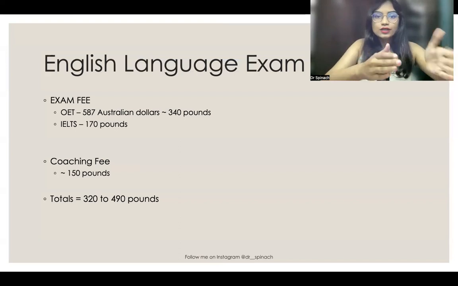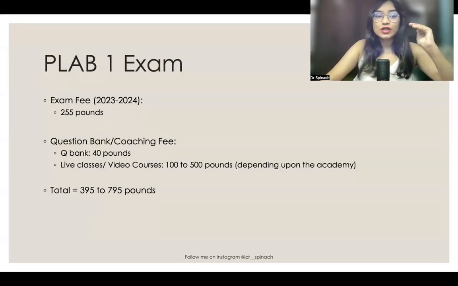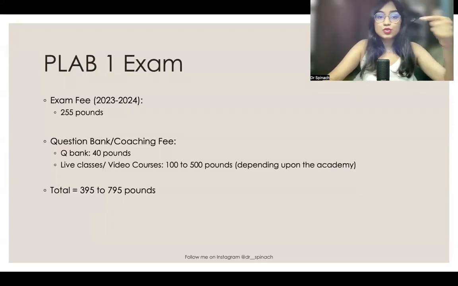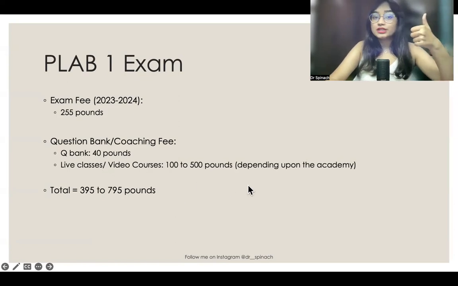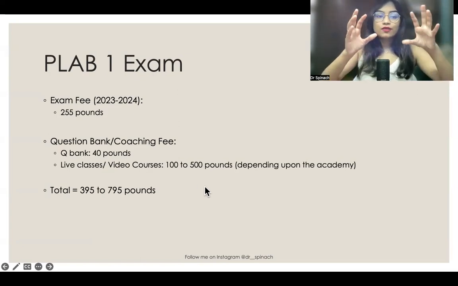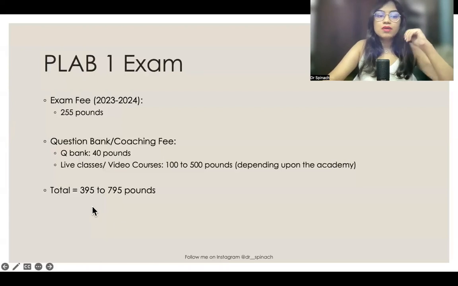All right. Now, let's move on to the second one, that is the PLAB 1 exam. Now, the exam fee for 23-24 session, this is the recent update, is 255 pounds. Now, for preparation of PLAB 1 exam, if you opt for question bank, the question bank will cost you around 40 pounds. And if you opt for live classes or video courses, well, depending upon the academy, it may cost from 100 to 500 pounds. Now, in total, for PLAB 1 exam, you may spend in a range around 395 to 795 pounds, all right?